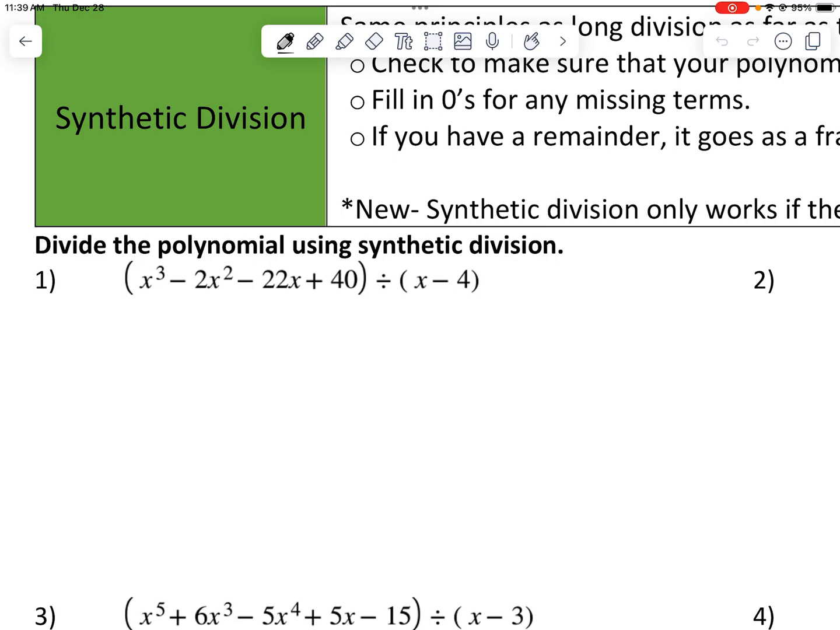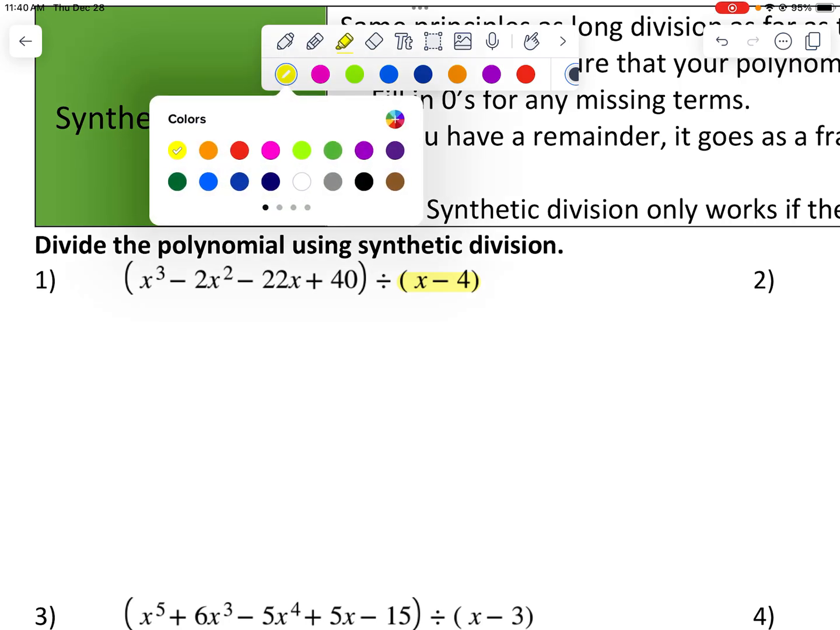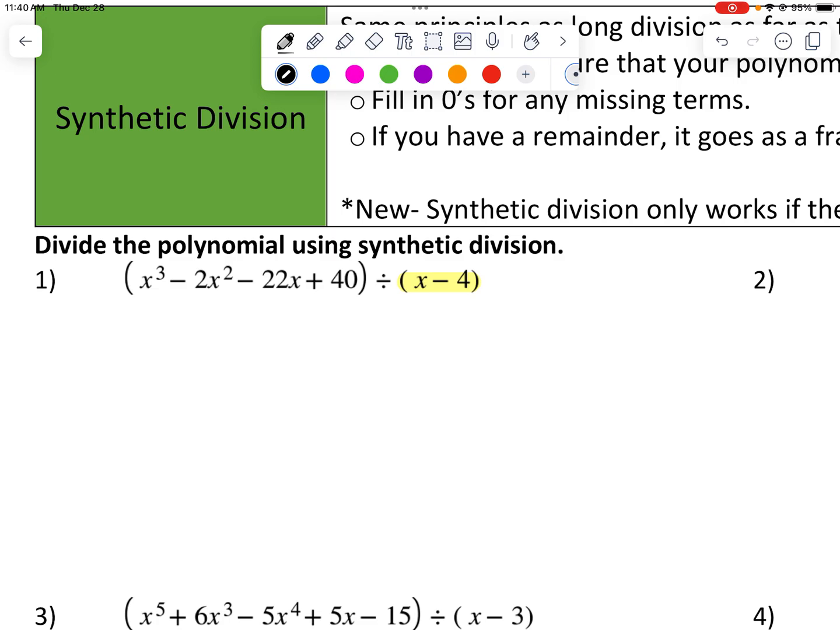And you can use synthetic division as long as your divisor is a binomial. So as long as your divisor is a linear binomial, you can use synthetic division. So synthetic division is a little limited, but many times we want to divide by a binomial, and in that way it's much faster. So first of all, the binomial is x minus 4.